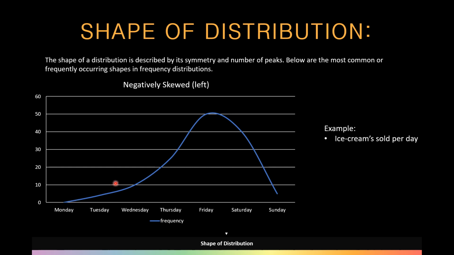These are outliers in comparison to the rest of the data set, where we notice we have about 25 ice creams being sold on Thursday, about 50 ice creams being sold on Friday, and about 40 ice creams being sold on Saturday. So because of those extreme values occurring at the beginning of the week, it's causing the data set to skew to the left.